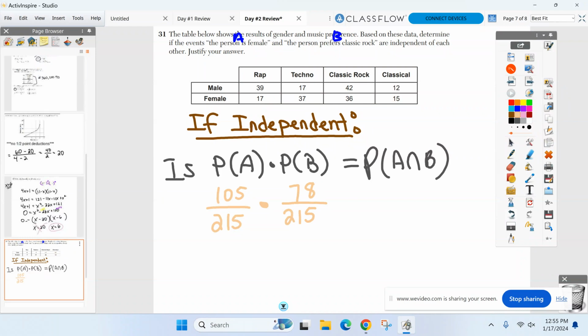All right, here's where it gets a little challenging now. Is that the same as the probability they're female and at the same time like classic rock? How many of them are there? Females who like classic rock. 36 of them out of 215 again. All right, it's up to you now. Does the left and the right side equal each other?